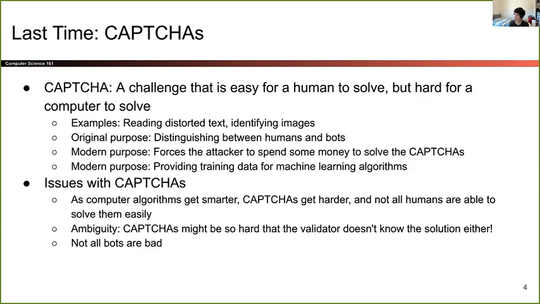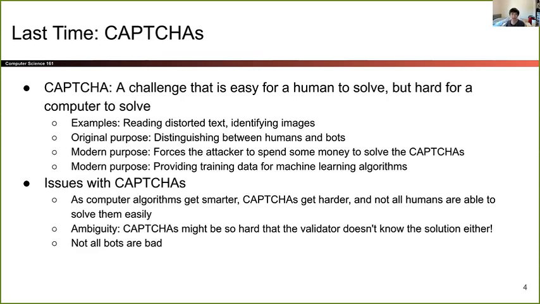I also talked a bit about CAPTCHAs. So the overarching problem that this solves is that we usually don't want bots to interact with our sites, only humans. So we create these challenges that are hard for bots, but easy for humans. So this might be reading text or identifying images. Nowadays, it's more of an issue of whether you're willing to spend the extra money for paying for CAPTCHA solving services, which outsource this to mass amounts of low-paid workers.